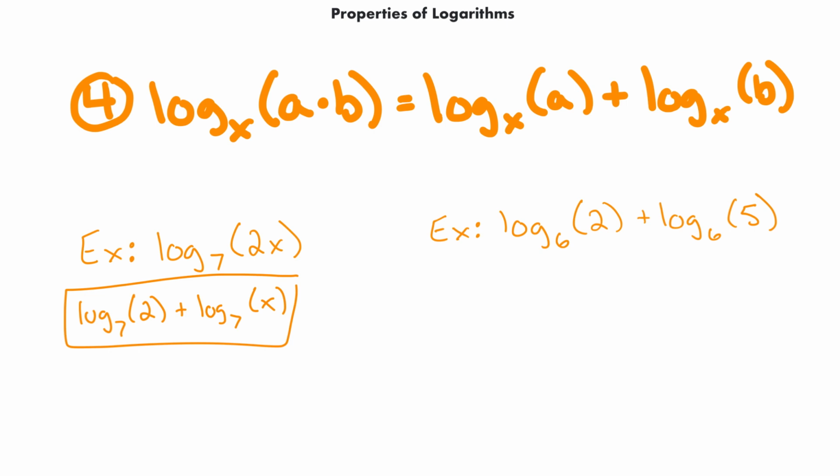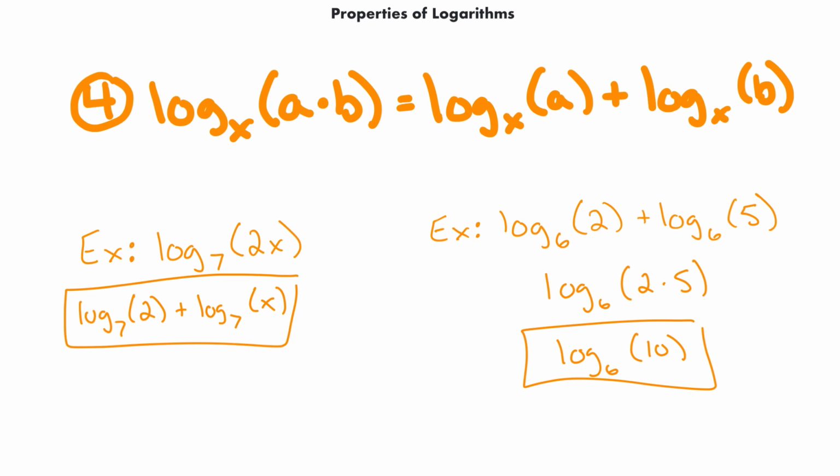More often than not, you're going to get problems like number 2. I have two logarithms being added together. Critically, they have to have the same base. They both have a base of 6, so I can utilize property 4 to combine those together into a single logarithm where I take their interiors and multiply them together. So that's log base 6 of 10. So property 4 says if you're multiplying on the inside, you can simply add the two separate logarithms.